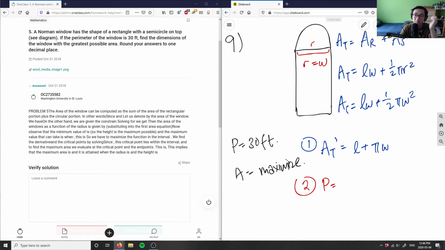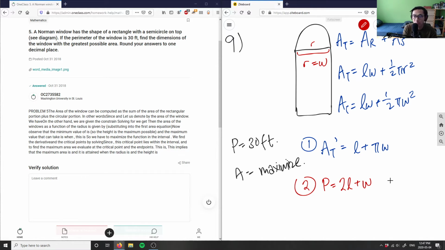So we can say here it's simply the 2 lengths plus a width, because we only care about the 1 width. This here is inside the circle, so we're not going to count the perimeter of this guy, and we care about basically half of the circumference of the circle.